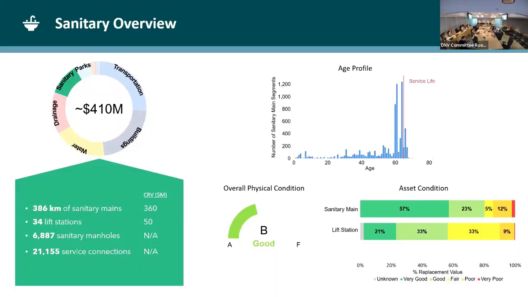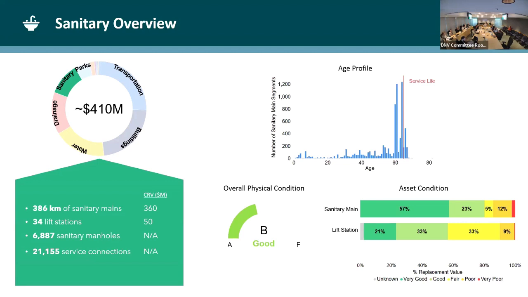So we own almost 400 kilometres of sanitary mains, and the system value is approximately $400 million. And why we have this system is that it collects and conveys sewage from all the properties in the district, and it goes to Metro Vancouver's wastewater treatment plant for treatment. So one thing to look at here is the age profile in the upper right-hand corner. I really want to pay your attention there.